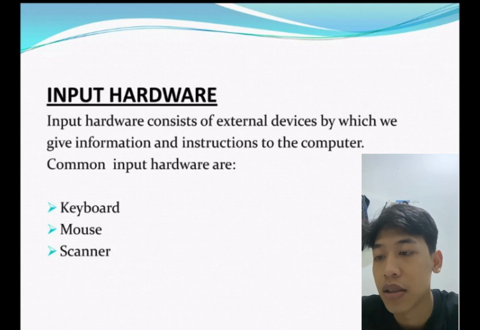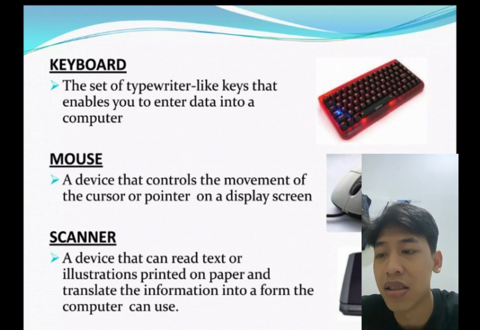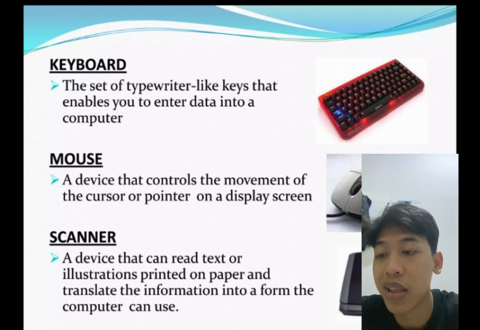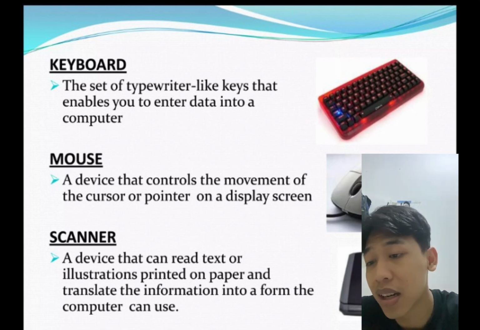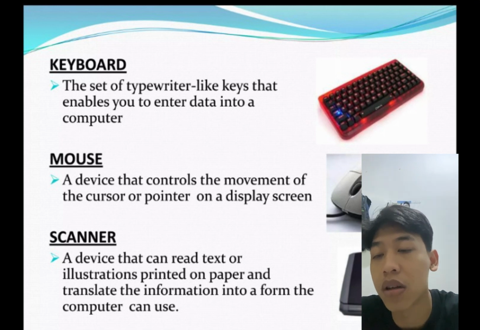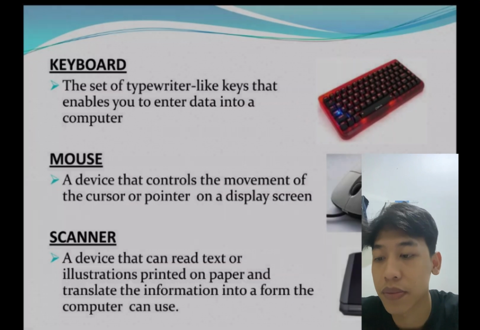Keyboard is the set of typewriter-like keys that enables you to enter data into a computer. Mouse is a device that controls the movement of the cursor or pointer on a display screen. And then scanner. A scanner is a device that can read text or illustration printed on paper and translate the information into a form the computer can use.